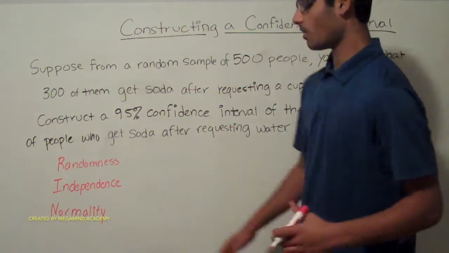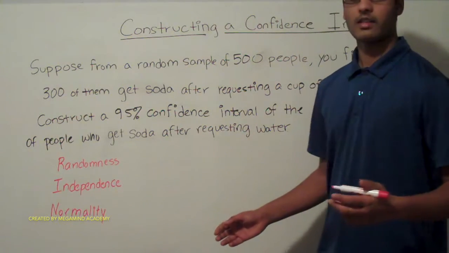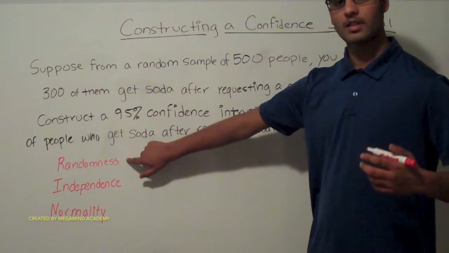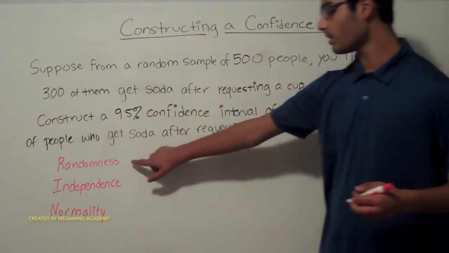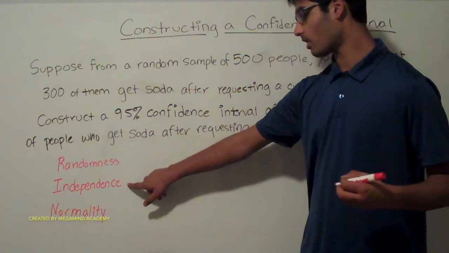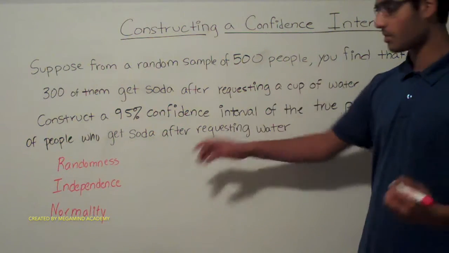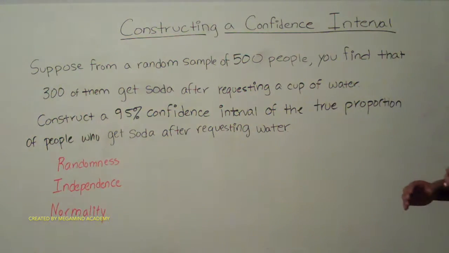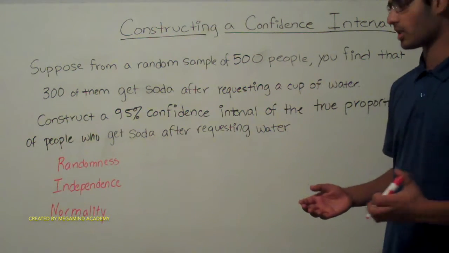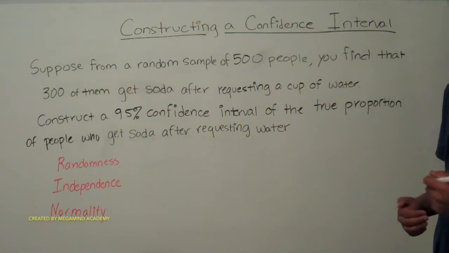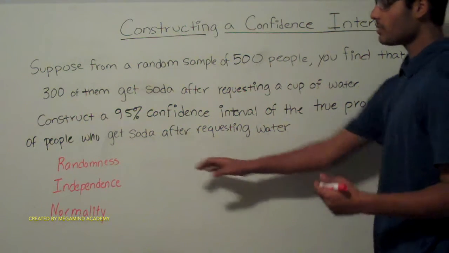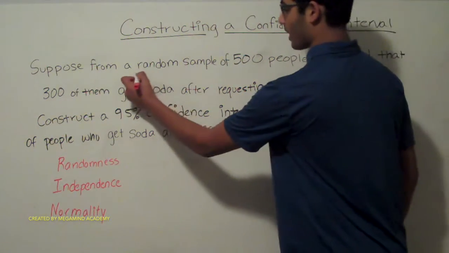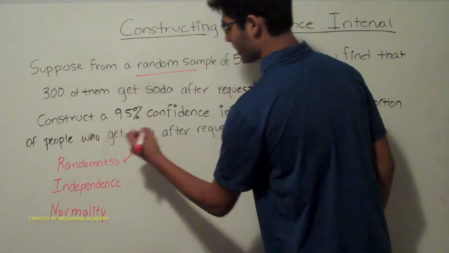Okay, so in order to be able to construct a confidence interval, the sample has to be random. All the samples have to be independent, and this has to be normal. So the sampling distribution has to be normal. So how do we figure this out? Well, randomness is almost always stated. So if we look in the problem, we see that we have a random sample. So yes, we have randomness.